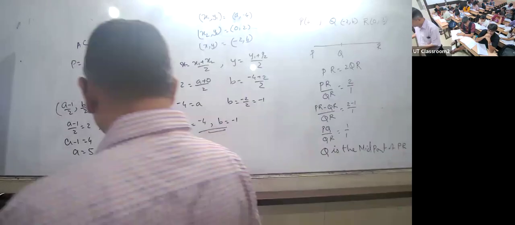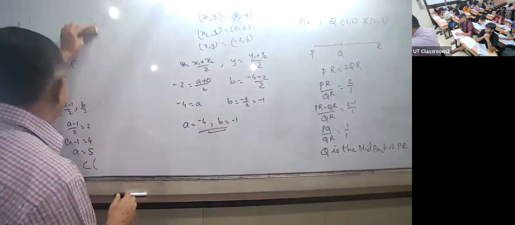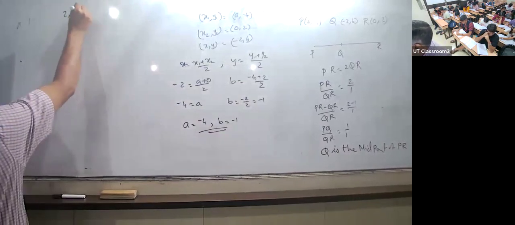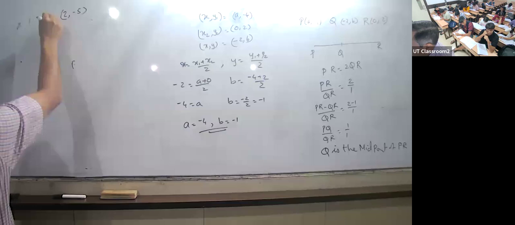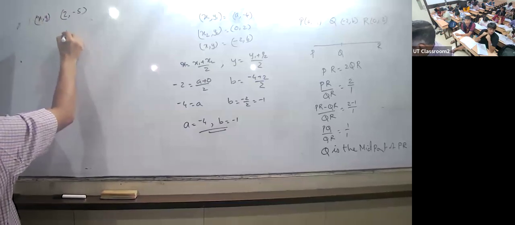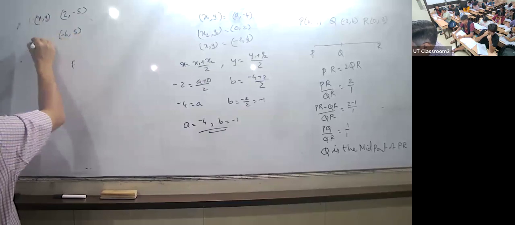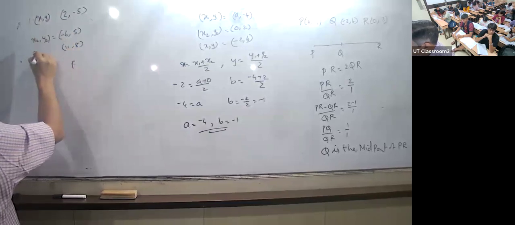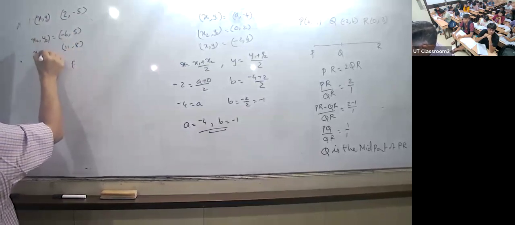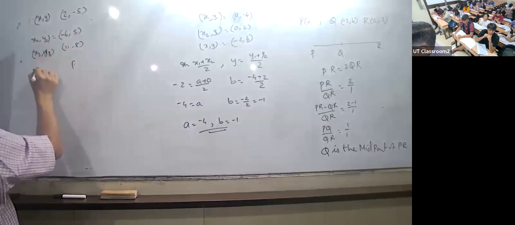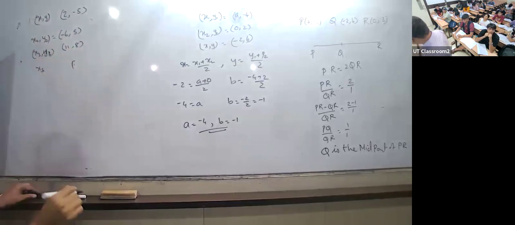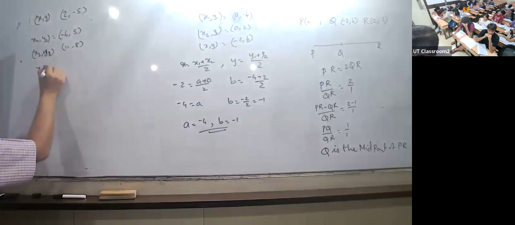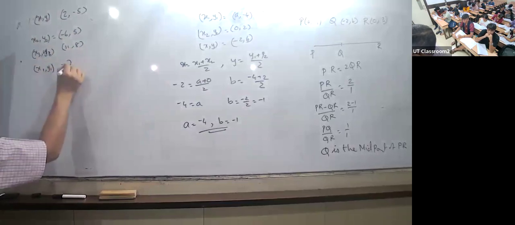The coordinates of the centroid of a triangle PQR are 2, minus 5. The centroid is 2, minus 5. Q is equal to minus 6, 5, and R is equal to 11, 8. Calculate the coordinates of P. So, x1, y1, x2, y2, x3, y3. We have two coordinates, let's say x2, y2 and x3, y3. We have to find out x1, y1.